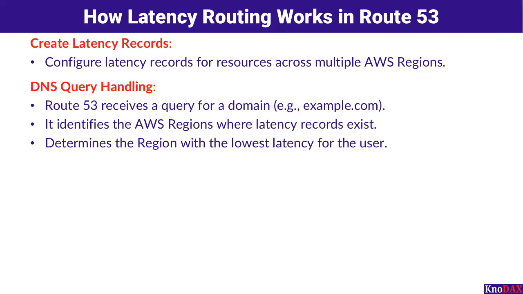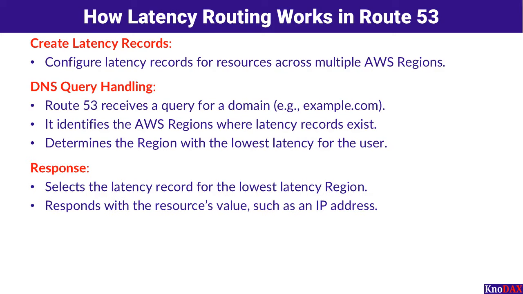When a DNS query is received for your domain or subdomain, such as example.com or acme.example.com, Route 53 identifies the AWS regions where latency records exist. It then determines which region offers the lowest latency for the user. Once the optimal region is identified, Route 53 selects the corresponding latency record for that region and responds with the resource's value, such as the IP address of a web server.